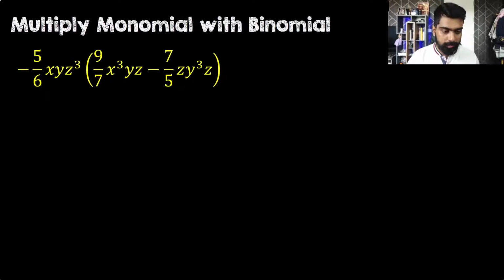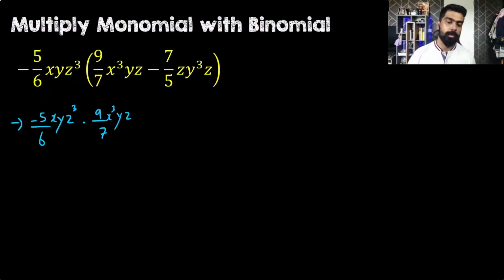Alright, first of all guys, what we're going to do is take the term in front of the bracket and multiply it with the first term inside the bracket. So we have negative 5 over 6 x y z cubed multiplied with 9 over 7 x cube y z. Alright guys, x cube y, and this one, this is not a z, this should be an x. Alright, this should be an x.